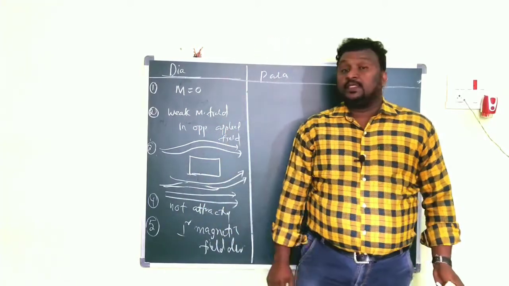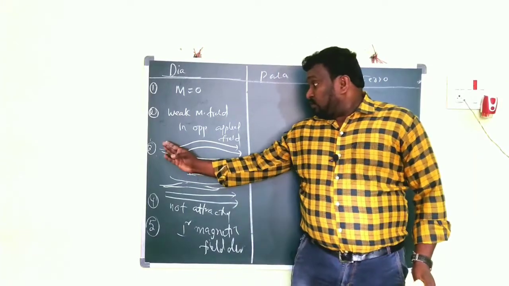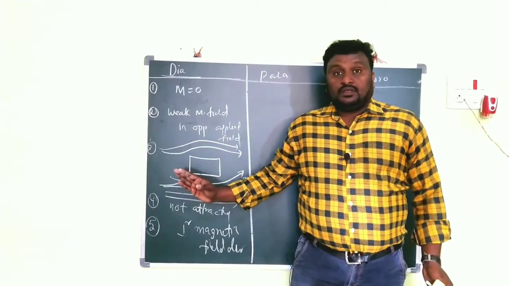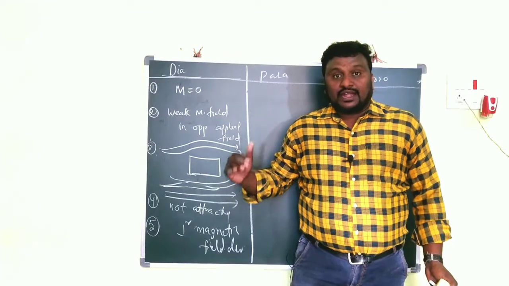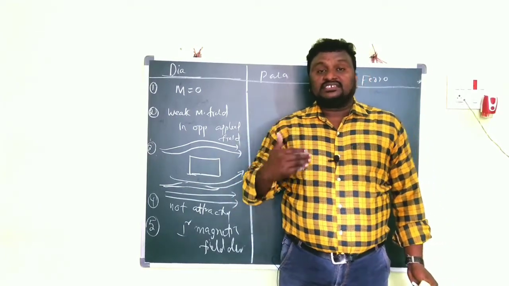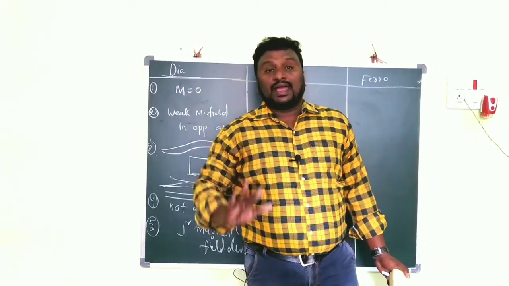That is the second point. And third point, if we keep a diamagnetic substance in the magnetic field, then the diamagnetic substance repels the magnetic field lines.